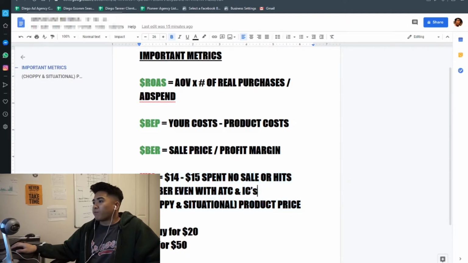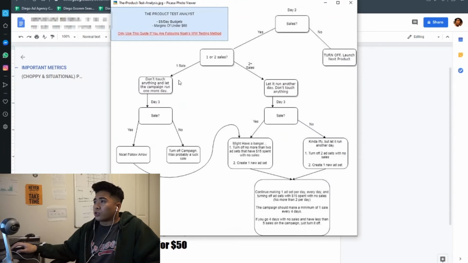And by the way, I'll just show you this picture as well. So this is really important. I usually just follow this chart right here. Basically on the first day, if there's 1 or 2 sales, don't touch anything, let the campaign run one more day. On day 2, if there's sales again, don't touch anything until about the 3rd day. If it has sales pretty consistently and profitably, you might have a winner on your hands, right?